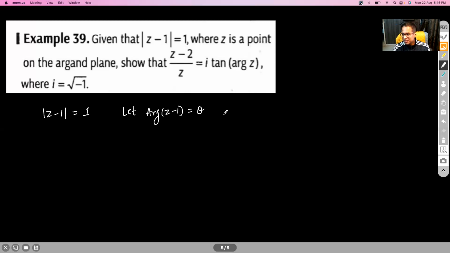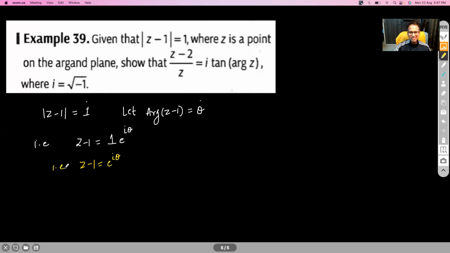Now, if the argument of z minus 1 is theta, then since you know its modulus and its argument, how do you write that in Euler form? How do you write z minus 1 then? You'll say simple, sir: modulus times e to the power i argument. This is how you write it in Euler form, isn't it? So this is the Euler form representation for z minus 1. In short, you're trying to say z minus 1 is e to the power i theta. Right?